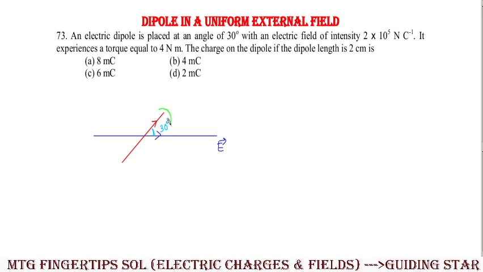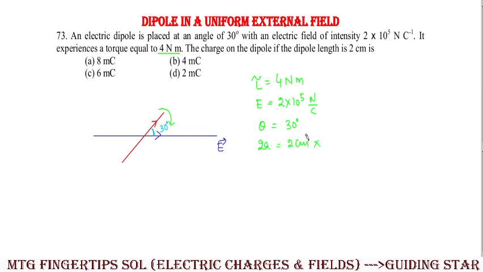Torque will try to orient the dipole along the direction of the field. Clear? Here the torque is acting on it. So finally, in this particular case, the torque value is given as 4 newton meter, the electric field is given as 2 into 10 to the power 5 newton per coulomb, and theta is given as 30 degrees. Clear? These values are given, and the dipole length, that is 2a, is given as 2 centimeter.